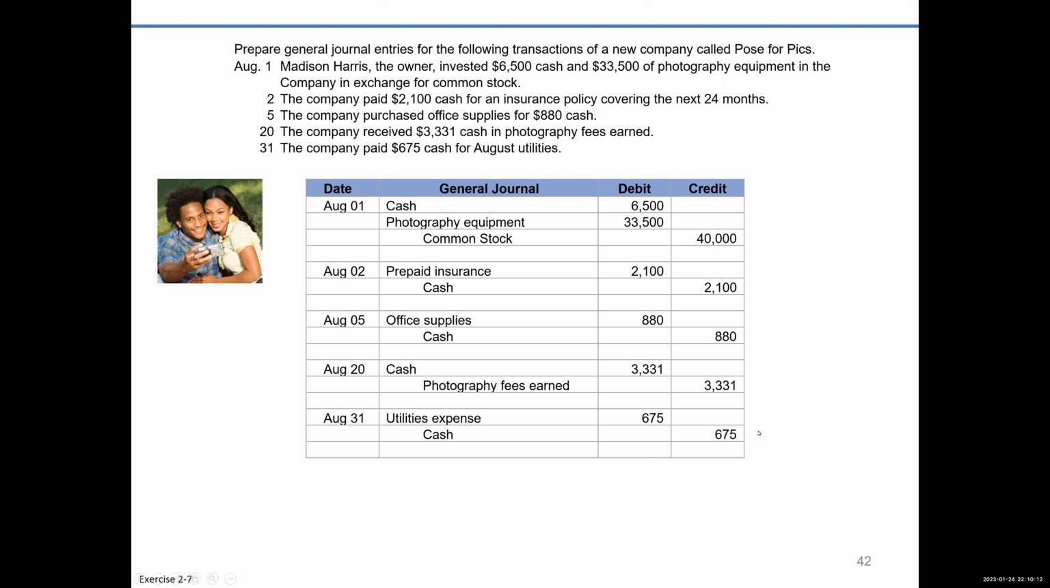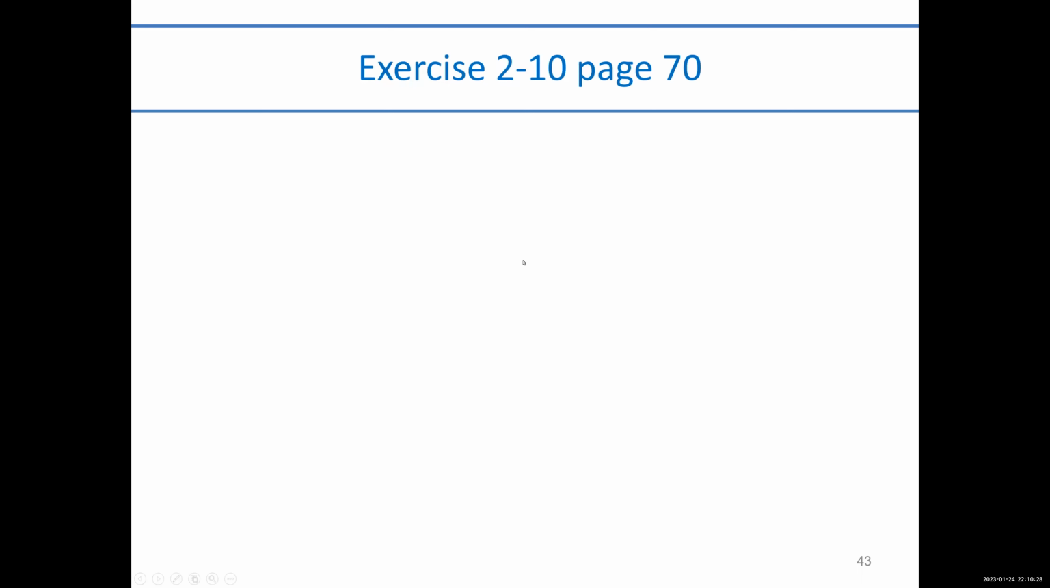Perfect. That's it for exercise 2-9. And that's the thought process that I use to complete these journal entries. Next, we're going to post these journal entries to the general ledger. This is exercise 2-10.